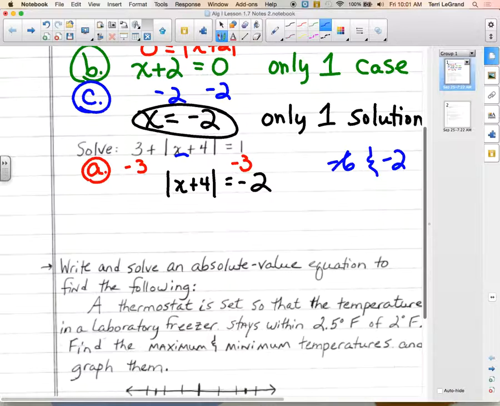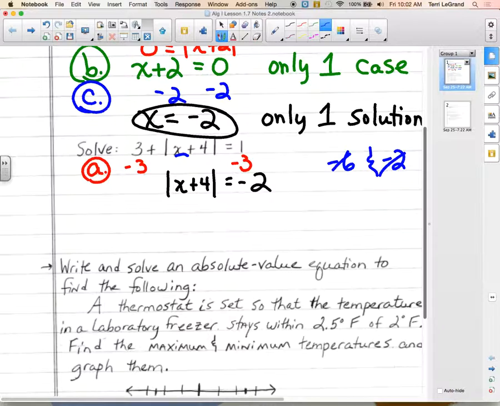Let's try -2 then. -2 plus 4 is 2. What's the absolute value of 2? It's 2, isn't it? And what's 2 plus 3? 5 again. Is 5 the same as 1? No, we're going to ditch that solution too. So see, even though we think we can solve it, we really can't.